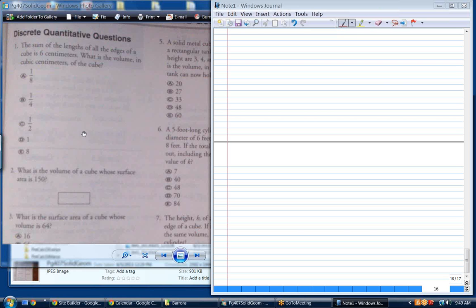Number 1, can you read that okay? Yes, I can. Okay. Volume would be 6 cubed. No? The sum of the lengths of all the edges. Let's see if we can draw a cube here, because we need to know how many edges there are. Okay, and there are 12 edges. You sure? Well, I don't know. I haven't counted them yet.